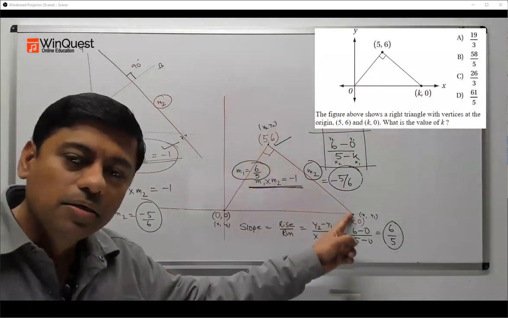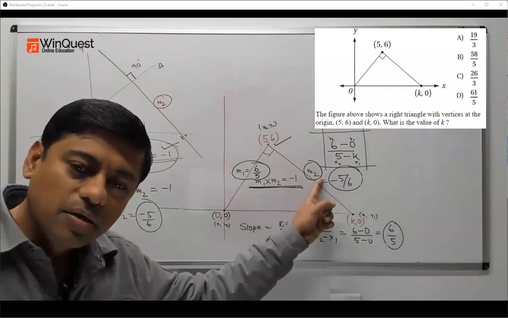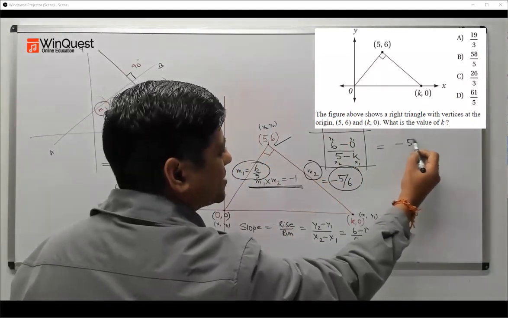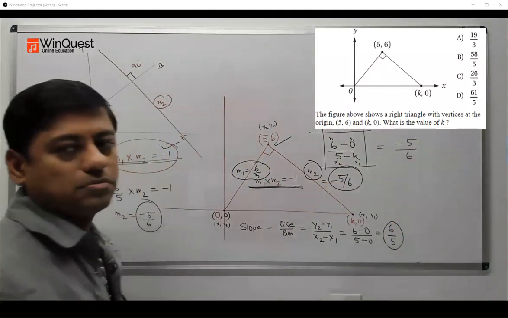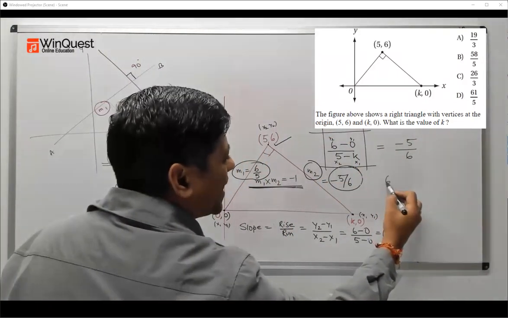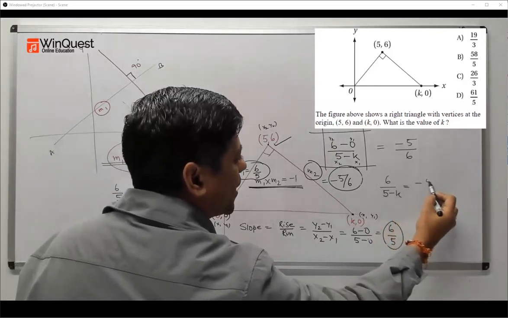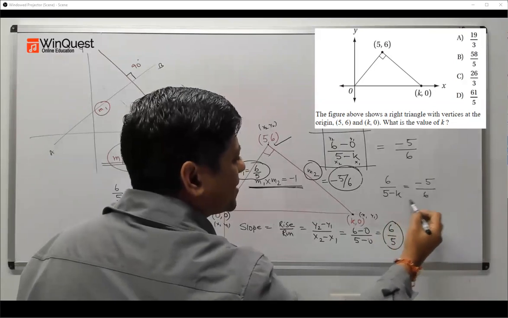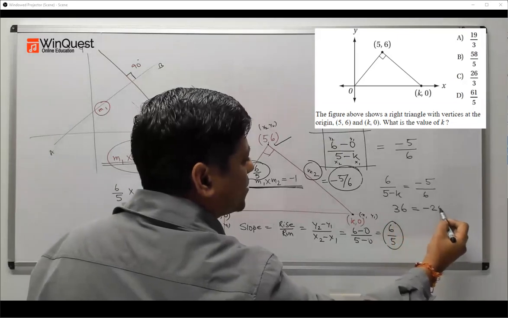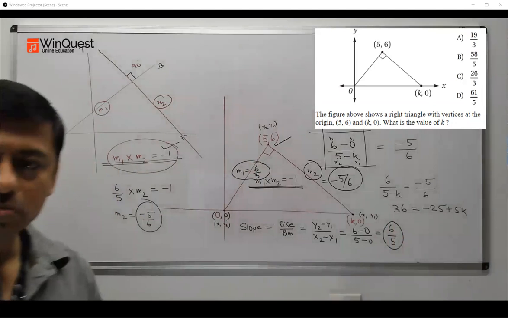Slope, right? But I have got the slope from another relationship also, right? Yes. Well, these two have to be equal: minus 5 by 6. So 6 by 5 minus k equals minus 5 by 6. 36 equals minus 25 plus 5k. Is it so?